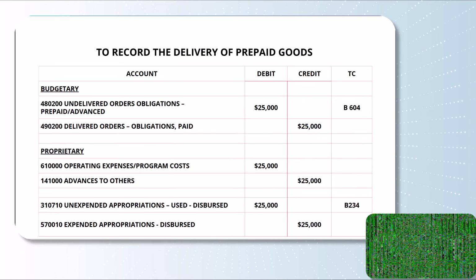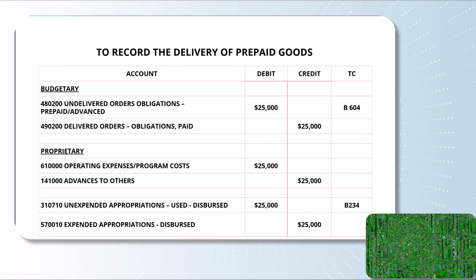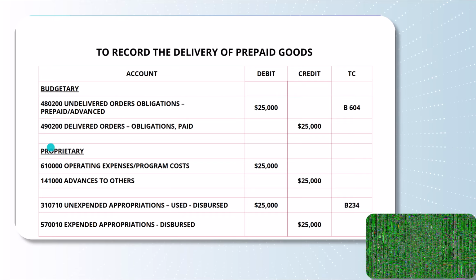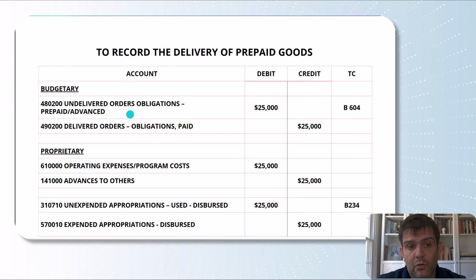All right, now let's record the delivery of those prepaid goods. Remember we recorded earlier that $25K? So now we're going to reduce our 4802 balance to 0, right? They're undelivered orders, obligations prepaid. We're reducing it and we're moving it to delivered orders, obligations paid. And we use that B604.